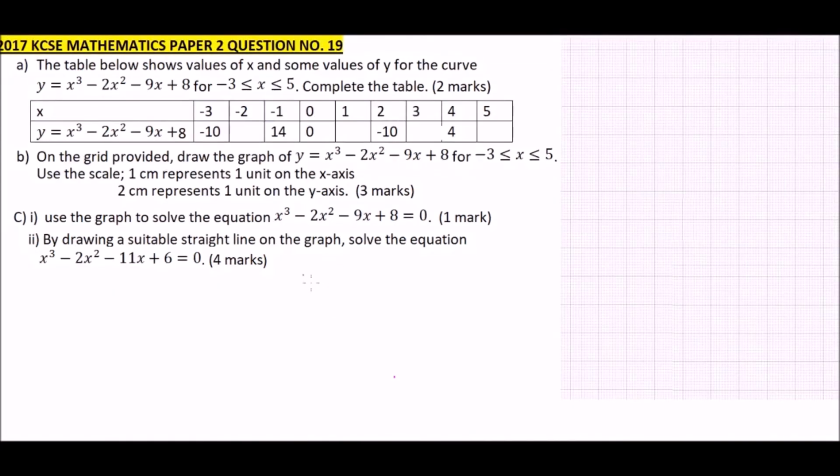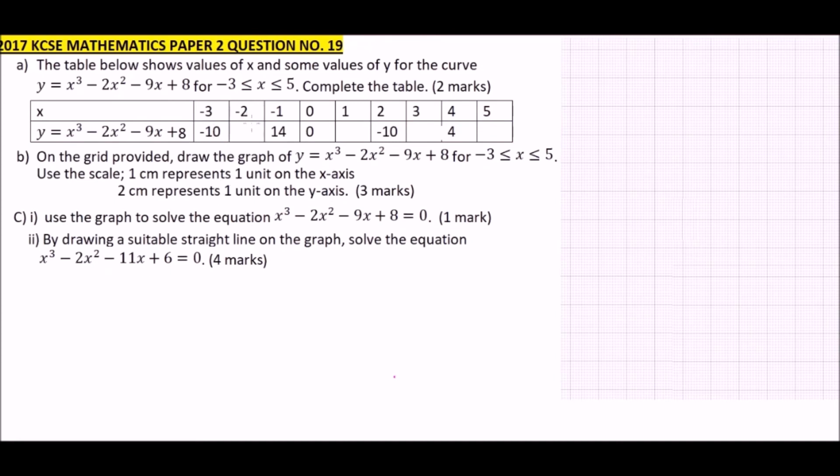So this is 2017 KCSE Mathematics Paper 2, question number 19. We are told that the table below shows values of x and some values of y for the curve y = x³ − 2x² − 9x + 8 for the values −3 ≤ x ≤ 5. So we are required to fill the missing values of this table.